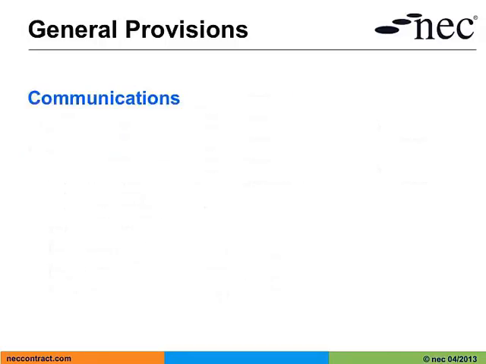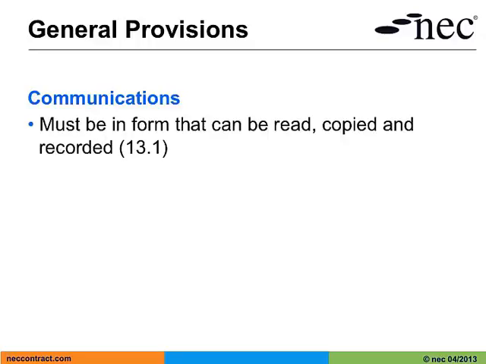Let's now look at the communications section of the contract. Let's look at Clause 13, which deals with communications. The contract requires that all communications must be in a form that can be read, copied and recorded. This deliberately excludes verbal communication and insists that we have a good discipline to contract administration.